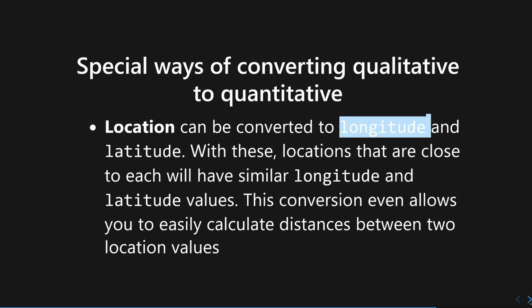And with these, you end up with values where locations that are close to each other will have similar longitude and latitude. So the longitude and latitude of, let's say, Manila and Quezon City would be similar to each other, because they're also locations that are close to each other. But if you compare that to the longitude and latitude of a faraway location like Cebu City, it won't have similar longitude and latitude values with Manila, for example. So this conversion even allows you to easily calculate distances between location values as well, if you have the longitude and latitude figured out.